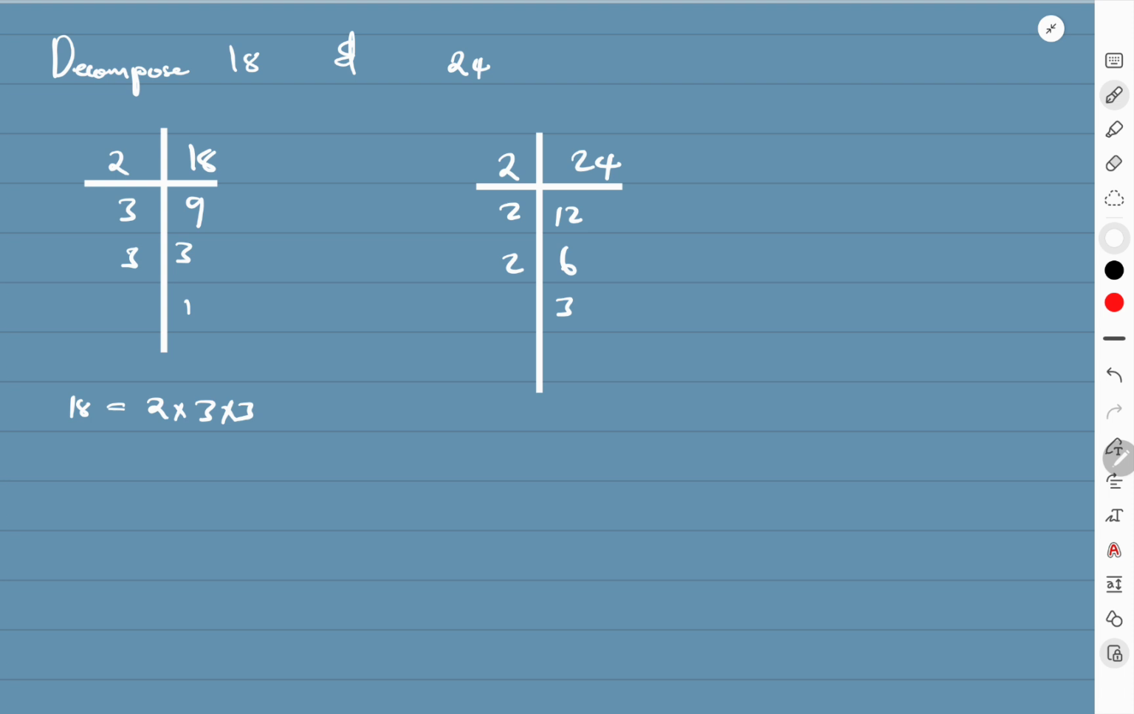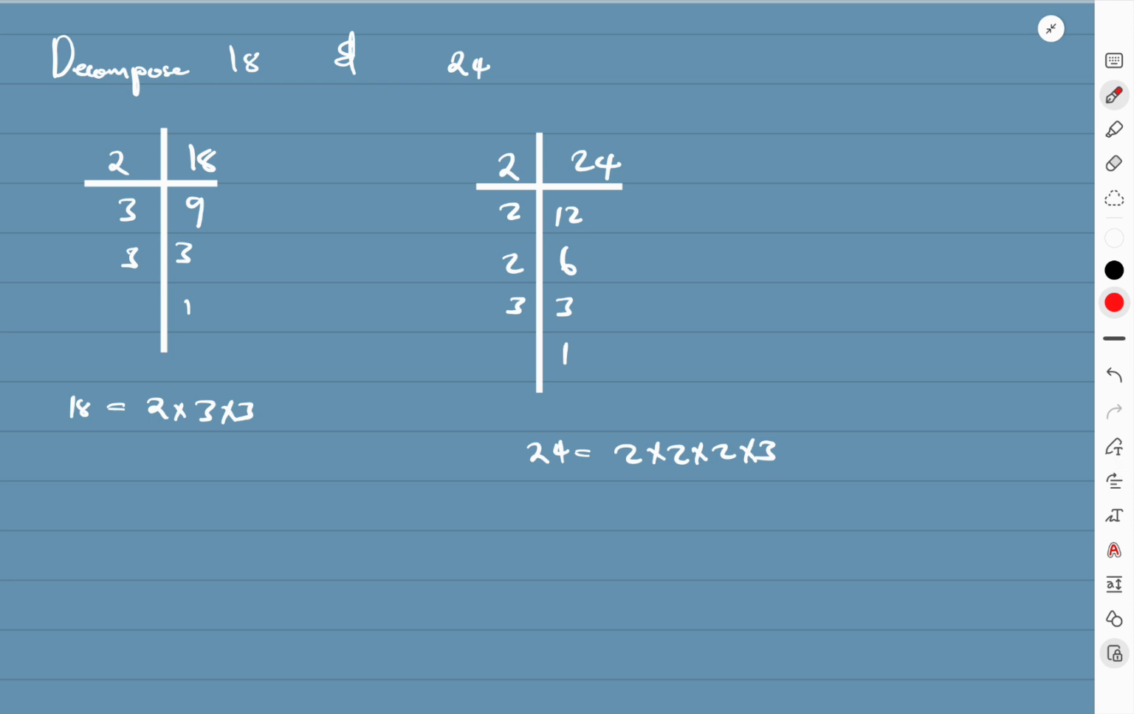No, it means I'm going to go to the next prime number, which is a 3. Can a 3 go into a 3? Yes, it goes once. It means 24 is the same as 2 times 2 times 2 times 3, right? So these are the decompositions of 18 and 24.